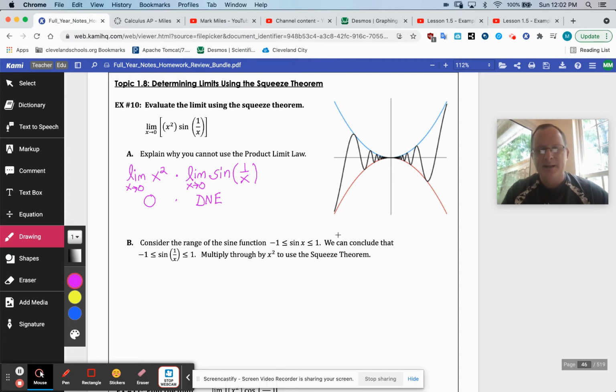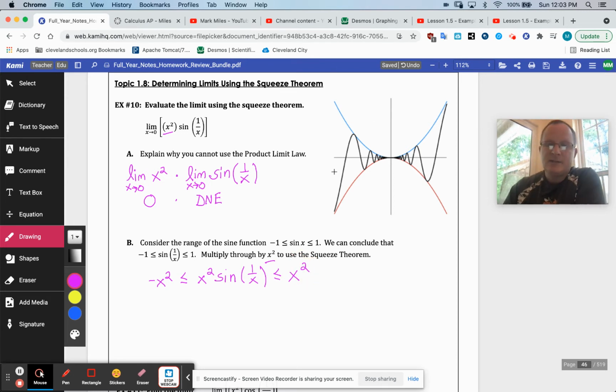So if we use that fact and multiply by x squared all the way across, and you're like, why x squared? Well, that's because of that. Just multiply by that all the way through. And here's what you have: negative x squared is less than or equal to x squared sine of 1 over x, which is also less than or equal to, because they can be equal to each other, positive x squared.